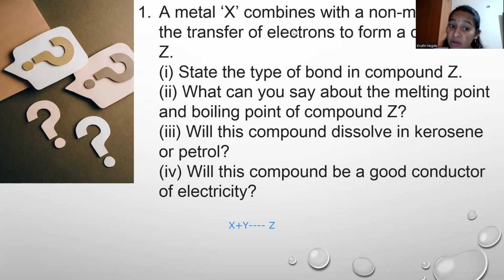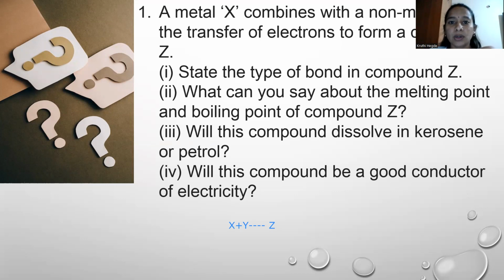Will this compound dissolve in kerosene or petrol? You should remember, like dissolves like. Does it dissolve in kerosene or petrol? No, but it dissolves in water. Will this compound be a good conductor of electricity? Yes, it is a good conductor of electricity because it produces ions that carry current. Hence, it's a good conductor of electricity. So I have answered the questions for you. Try to search for this kind of questions that help you to increase your understanding or apply the concepts that you have studied.